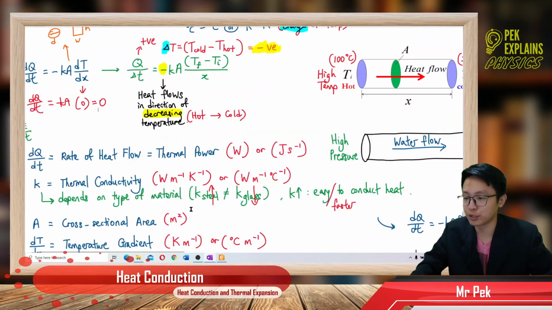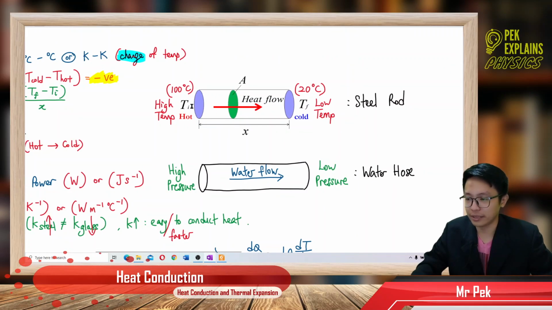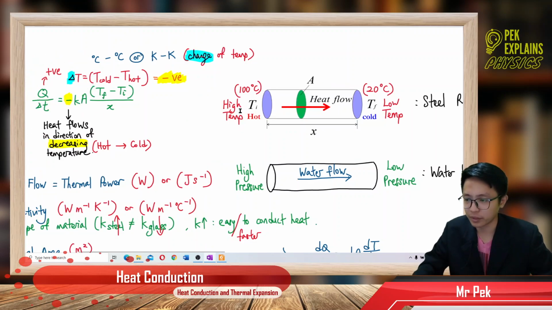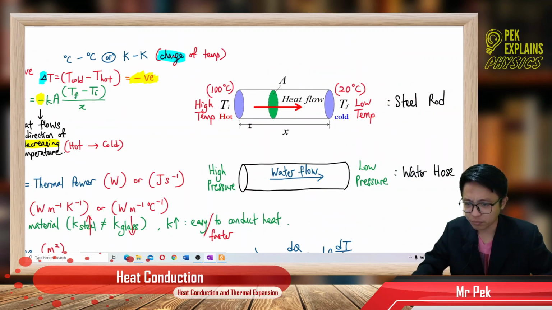All right, that's the temperature gradient. So, like this one, you see the rod here? We have a high temperature and a cold temperature. When we have two different temperatures, there is heat flow. If these two ends have the same temperature, there's no heat flow. Like this one, 0 rate of heat flow.